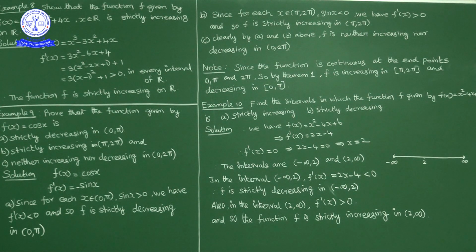Here we have only one zero of f dash of x. In some questions we get more than one zero, like x equal to minus 2, 0, 2. Then we have to divide into intervals. In which interval f dash of x is positive, there f of x is increasing. In which interval f dash of x is negative, there f is decreasing.